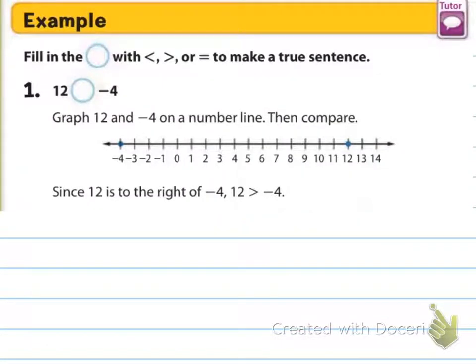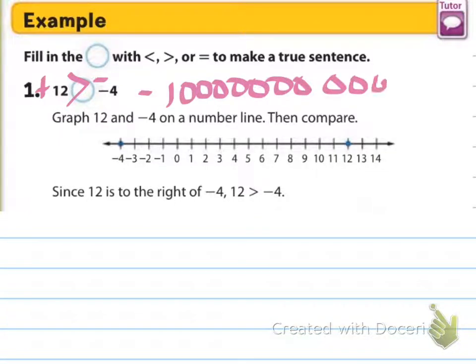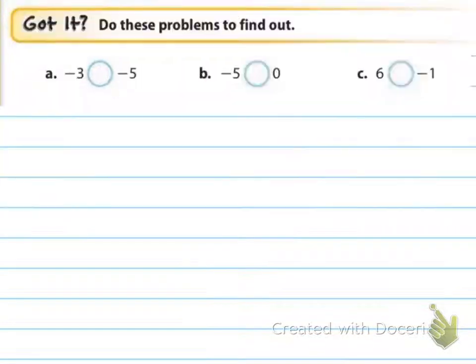All right, so fill in the blank with greater than, less than, or equal to make the statement true. So 12 blank negative 4. Automatically, just looking at it, I've got a positive, I've got a negative. Positives always win. It doesn't matter what the number is. It could be negative 1 billion or trillion or gazillion, however many zeros I just put in here. If it's negative, it is smaller, regardless. So we've got a greater than.